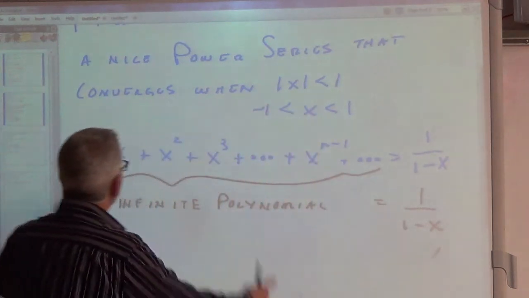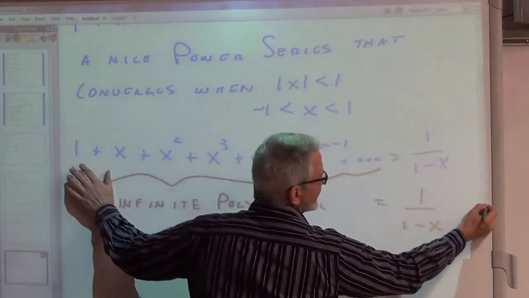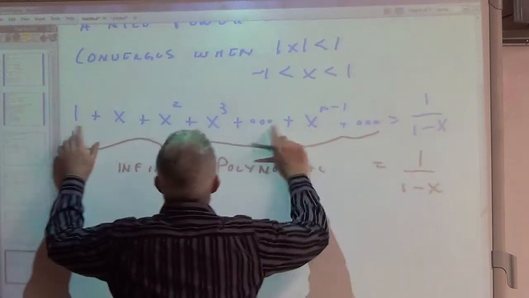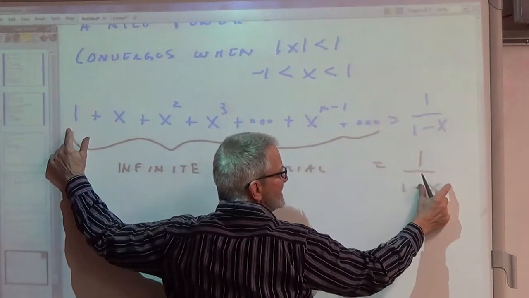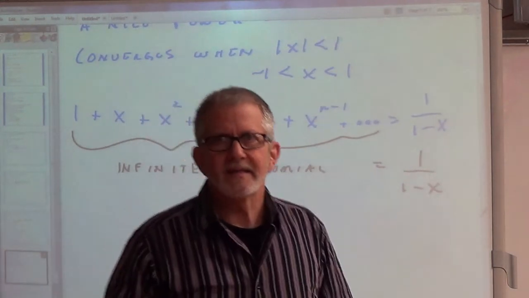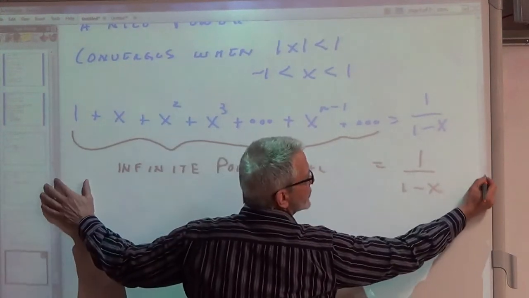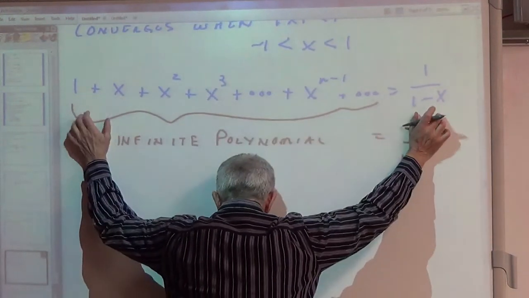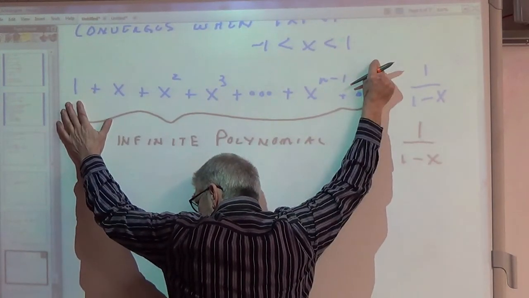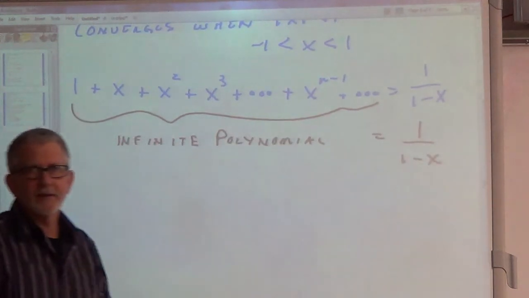But let's look at this. What does this mean? Let's look at this graphically. I've got this infinite polynomial that's equal to that. Keep in mind, when is this true? This is conditional, what they call conditional equality. What condition is this true for? When x is between negative 1 and 1. This is the condition that has to happen for this polynomial to be true. Let's look at it on the graphing calculator.